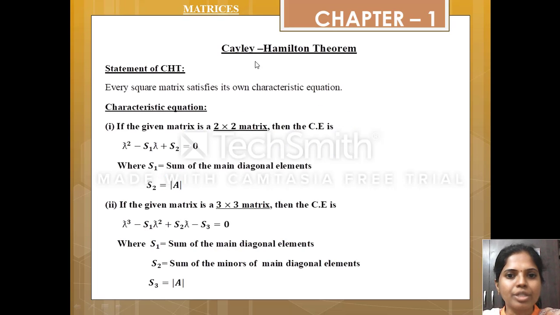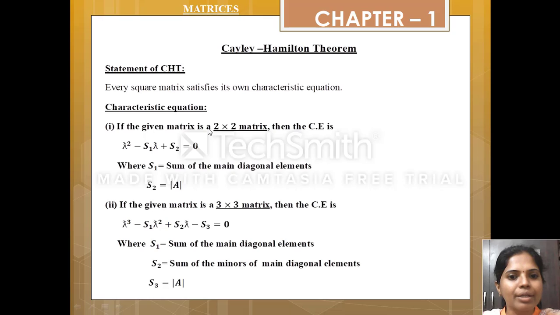Now we enter into the main topic, the Cayley-Hamilton theorem. So what is the Cayley-Hamilton theorem? The statement of the Cayley-Hamilton theorem is: every square matrix satisfies its own characteristic equation. To verify the Cayley-Hamilton theorem, we have to determine the characteristic equation.